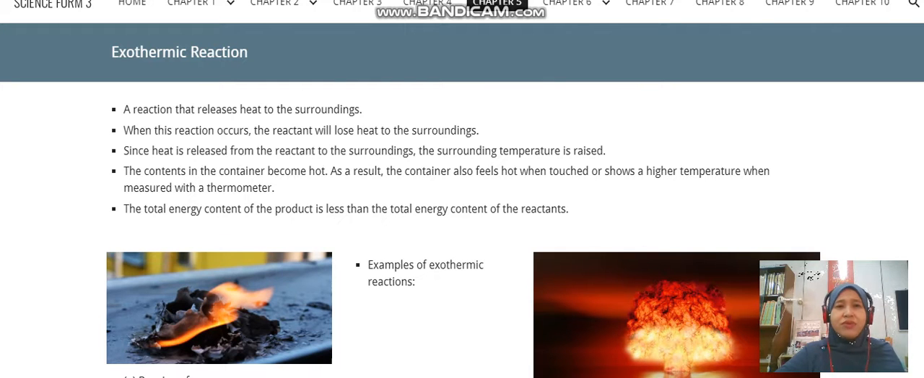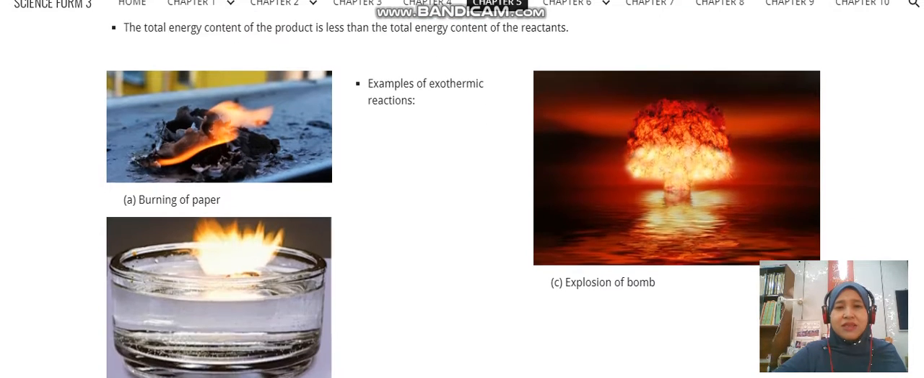For exothermic reaction, heat is released to the surroundings. When this reaction occurs, the reactant will lose heat to the surroundings. Since heat is released from the reactant to the surroundings, the temperature is raised. The contents in the container become hot. As a result, the container also feels hot when touched or shows a higher temperature when measured with a thermometer. The total energy content of the product is less than the energy content of the reactants.